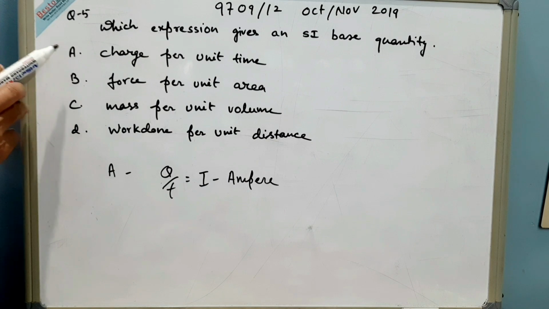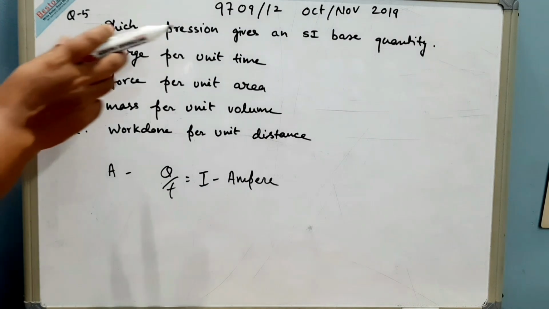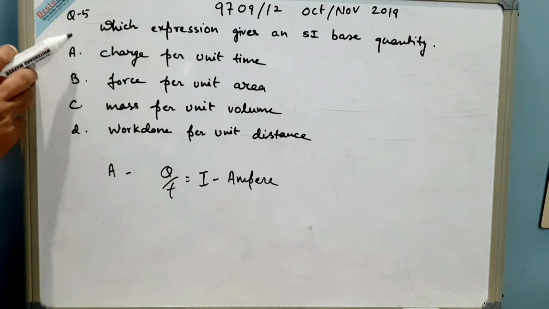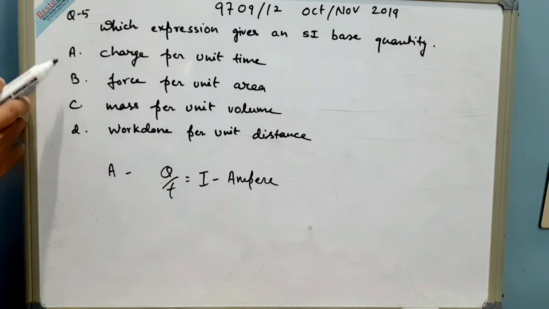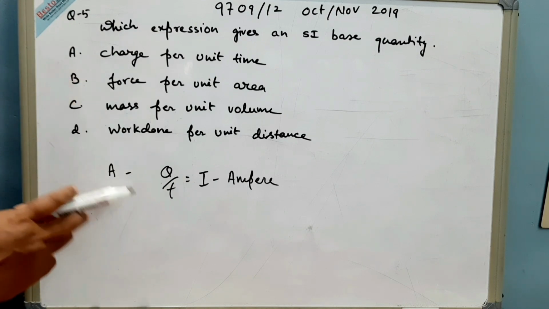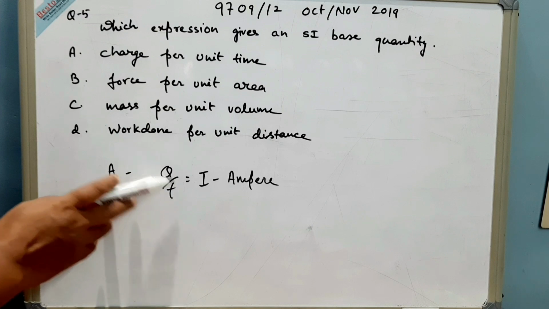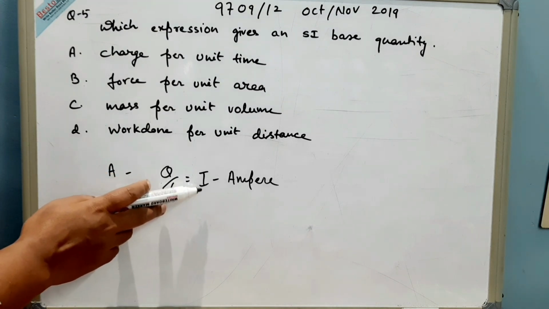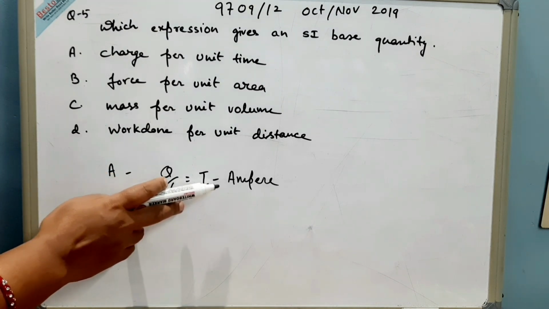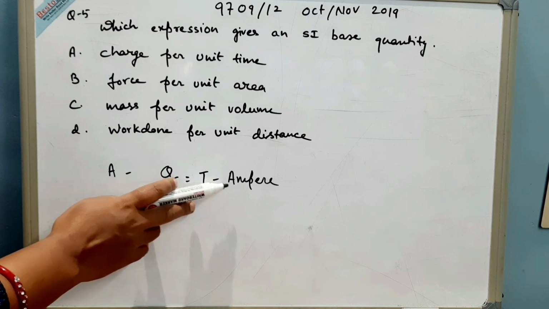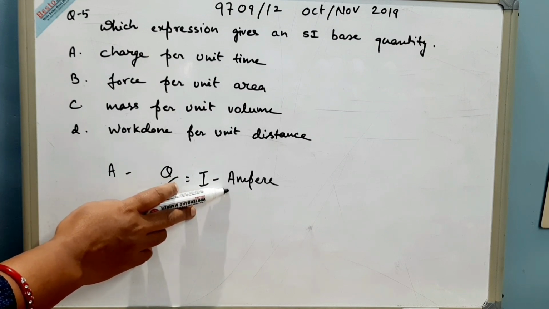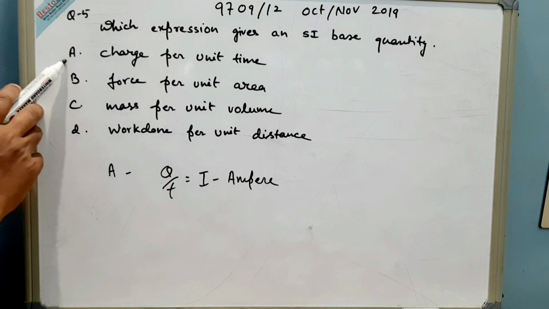This is our next question. Which expression gives an SI base quantity? So now we'll look at each option. The option A is charge per unit time, that is Q by t, and Q by t is a current. And current, we know that ampere is the SI unit of current and ampere is a base unit. So the correct answer is A.